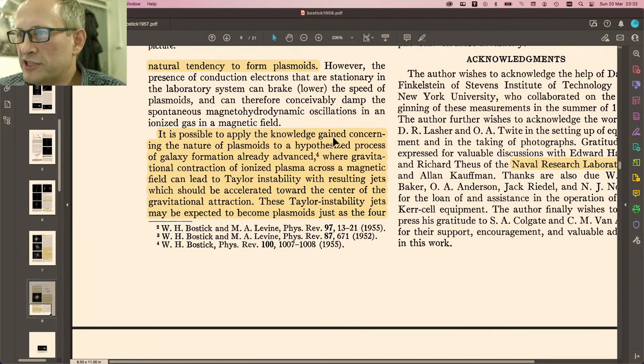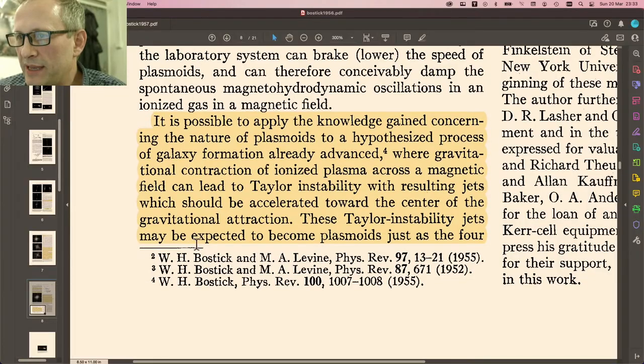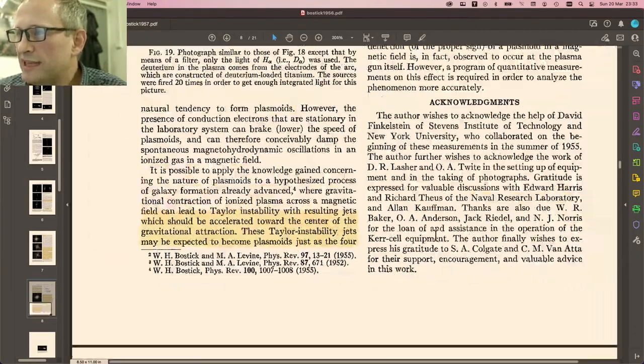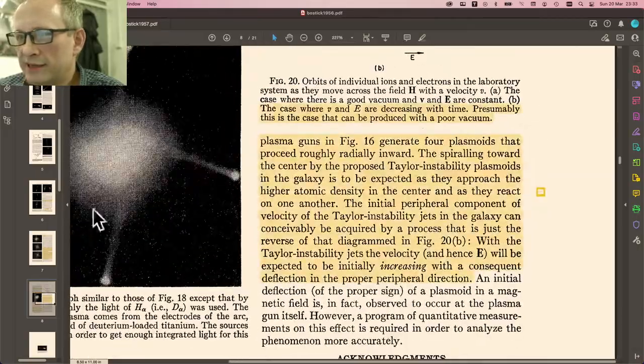It is possible to apply the knowledge gained concerning the nature of plasmoids to a hypothesized process of galaxy formation, already advanced, where gravitational contraction of ionized plasma across a magnetic field can lead to Taylor instability with resulting jets, which should be accelerated toward the center of the gravitational attraction. These Taylor instability jets may be expected to become plasmoids, just as the four plasma guns in figure 16 generate four plasmoids.